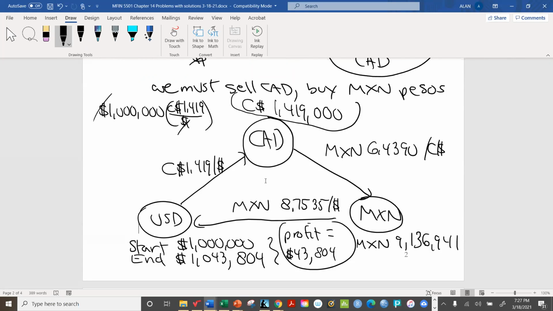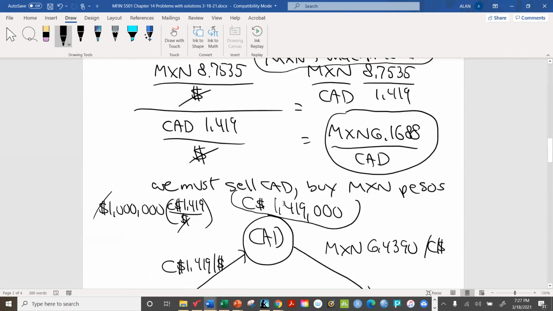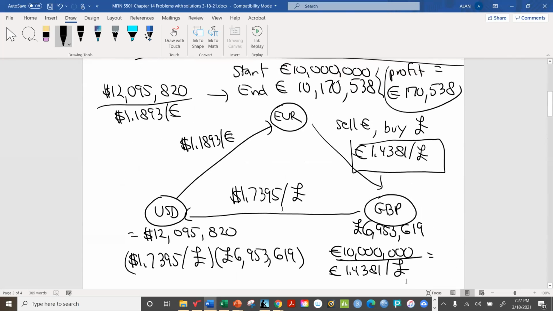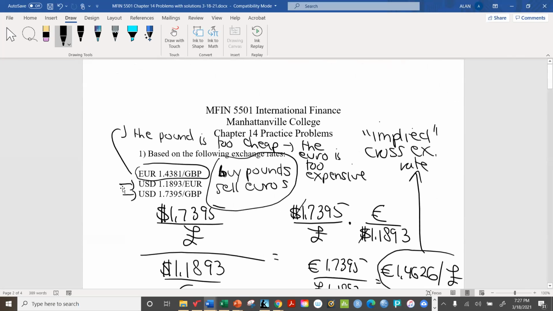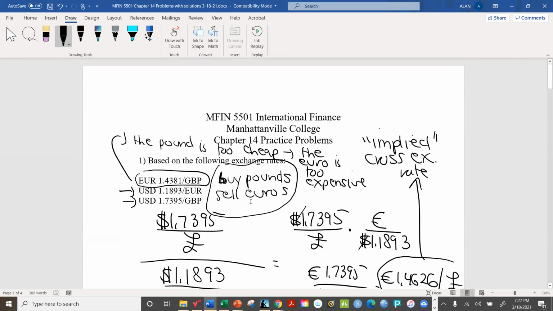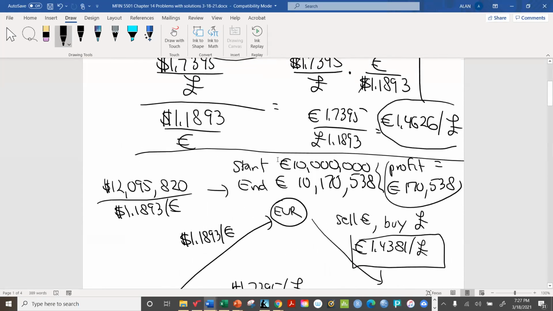All right, so these are all very similar to each other. The bottom line is that if this cross exchange rate is inconsistent with the other two, that means one currency is artificially overpriced and the other is artificially underpriced. And the logic is always buy what's cheap, sell what's expensive. That's always the bottom line. All arbitrages work that way.